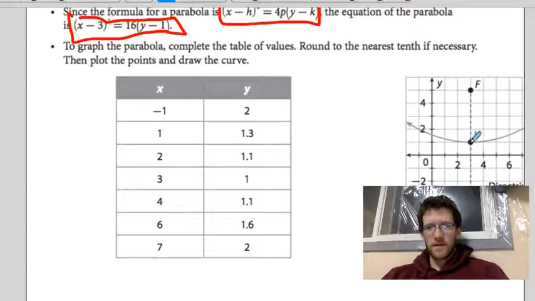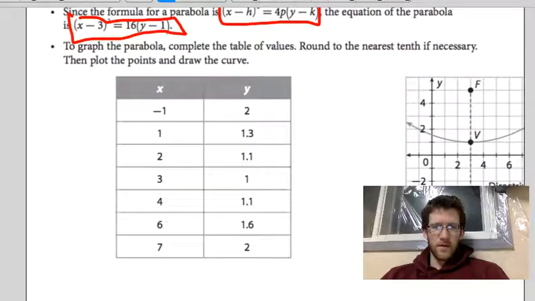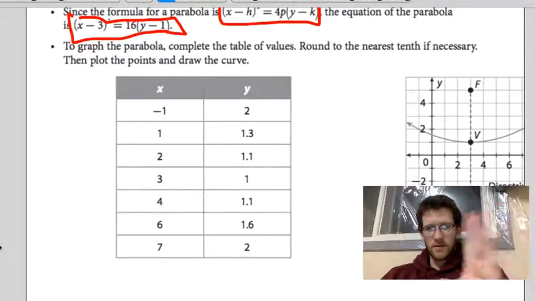Because note here that this is the same as the equation for the same parabola with p equal to 4. However, it's just scooted over 1, 2, 3, and then up 1. So the shape is the same, it's just been translated over.